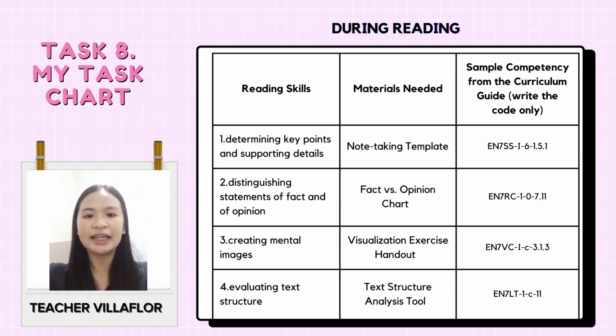Number 4, reading skill: evaluating text structure. The materials needed: the text structure analysis tool. The sample competency from the curriculum guide is EN7LT-I-C-11. Evaluating text structure during reading helps students understand how the organization of information affects comprehension. A text structure analysis tool allows them to identify patterns and relationships within the text, which aids in deeper understanding.